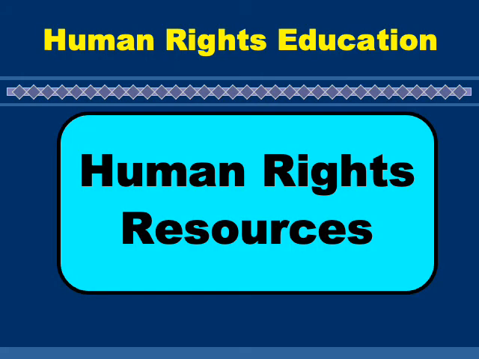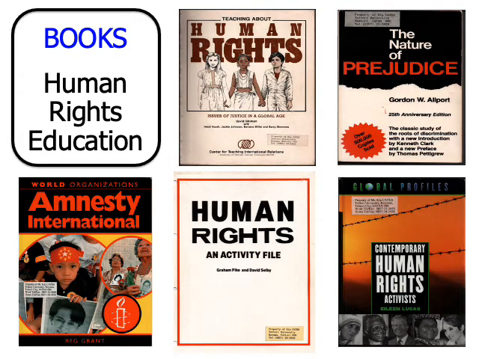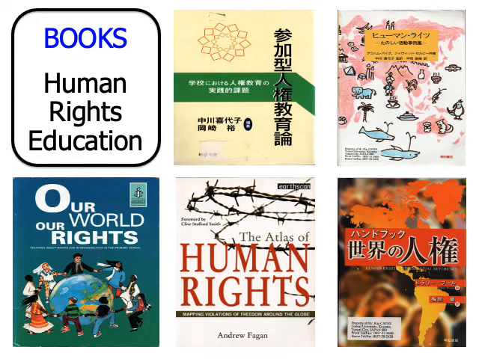Resources. There are a lot of resources out there. Let me introduce a few. If you like books, there are hundreds out there. The ones that I recommend: again, David Shiman, Teaching About Human Rights. Gordon Allport, great background, The Nature of Prejudice. Books, Amnesty International, contemporary human rights activists. Books in Japanese, if you like, Sankagata Jinken Kyoku, Sekai no Jinken.